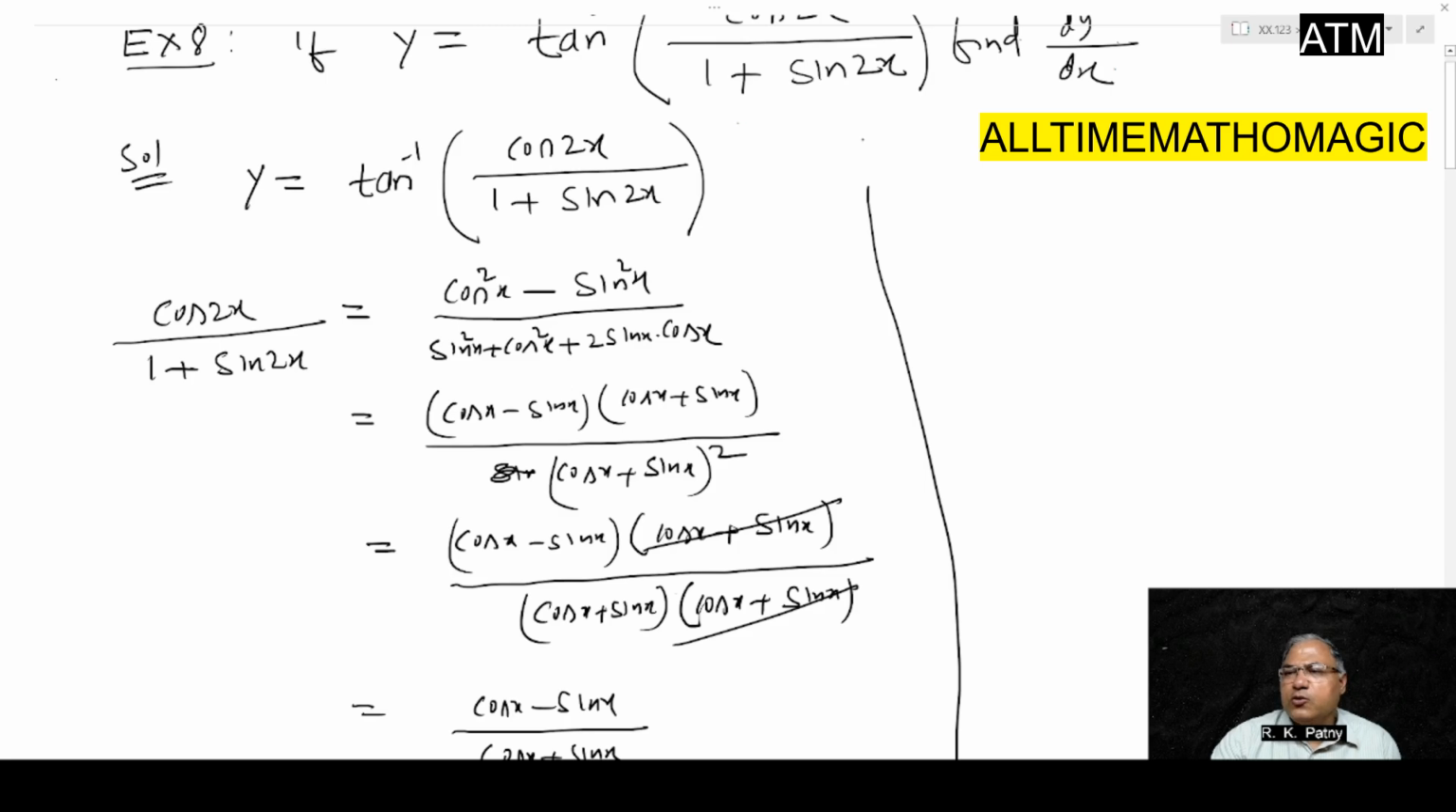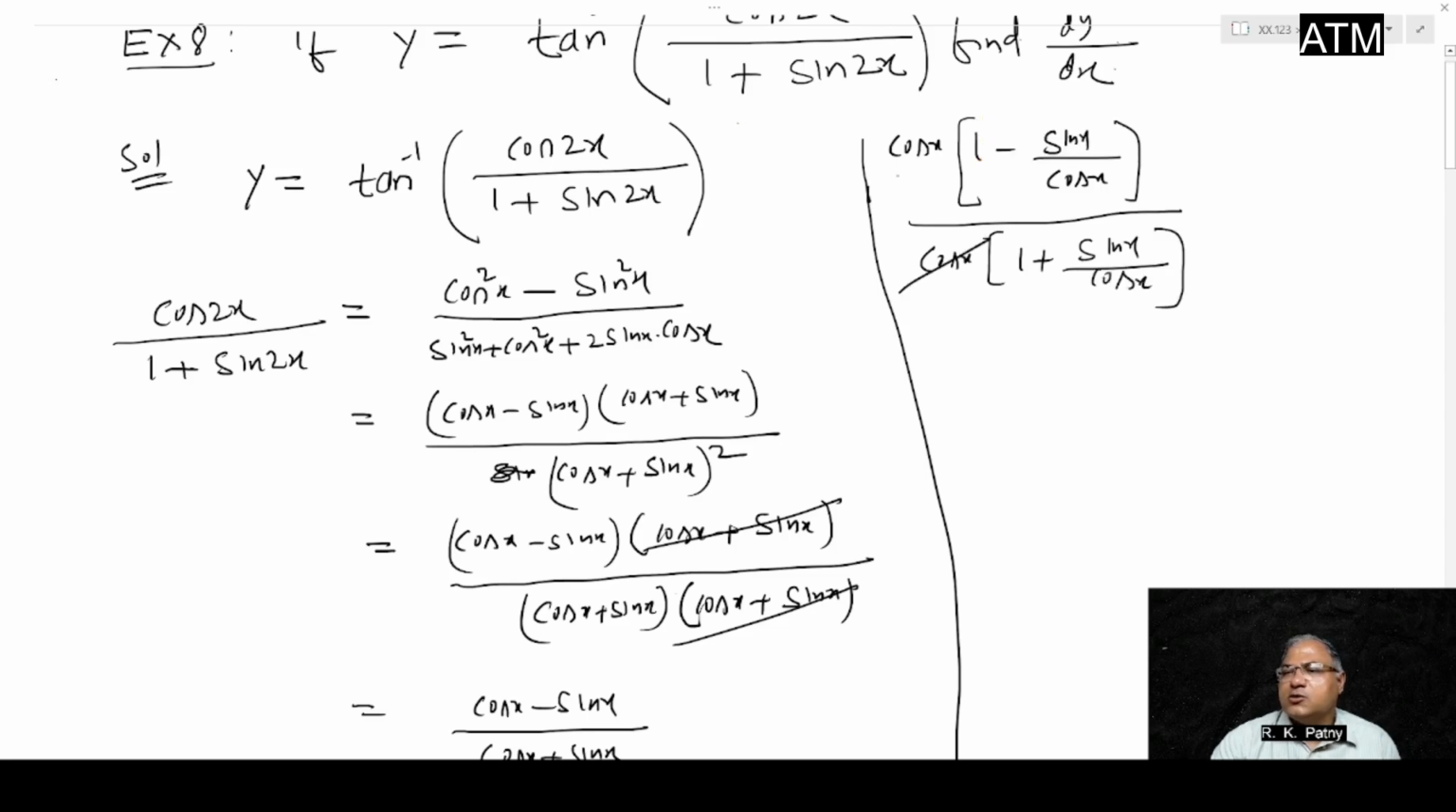Now what do you do? You take the cos x common. So we get here (1 minus sin x) upon cos x, and in the denominator cos x common, (1 plus sin x) upon cos x. Cos x gets cancelled, equals (1 minus tan x) upon (1 plus tan x). This is equivalent to tan of (pi by 4 minus x).